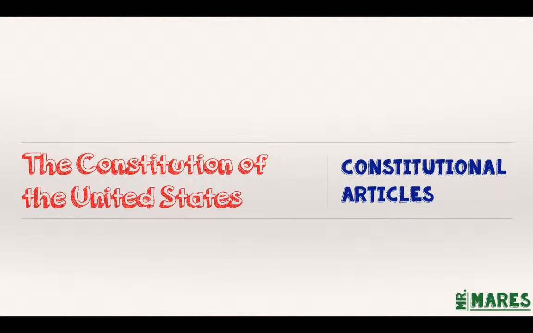Today we're going to take a look at the organization of the Constitution. To avoid confusion, I'm going to talk about constitutional articles, which are not the Articles of Confederation, and that's what makes it difficult to look at. When we look at the organization of the Constitution, we're looking at how the Constitution is constructed.